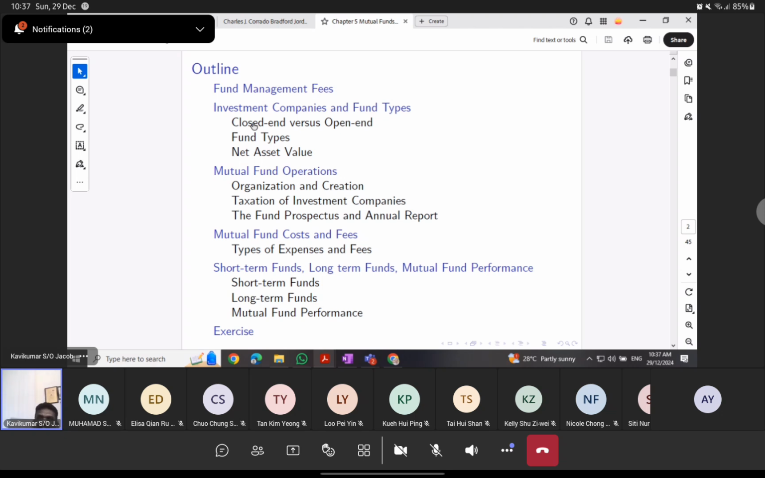And net asset value is actually the value of your mutual fund divided by the outstanding shares. That is the net asset value. Section 3 is mutual fund operations. From here, you will understand the purpose of a mutual fund and how we can start a mutual fund.